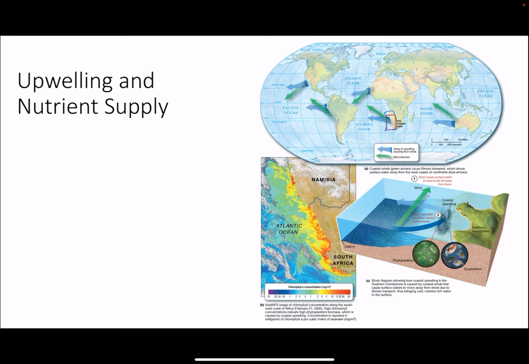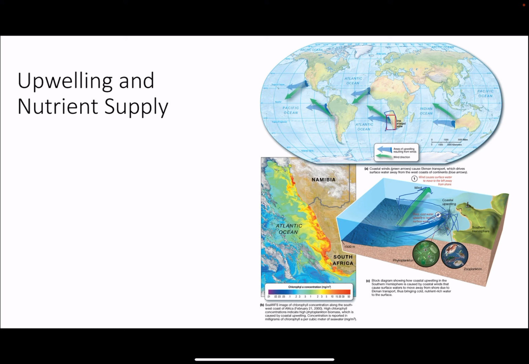And there's a reason that it happens on the western edges that I'm not going to get into too much here, but suffice it to say that it's a combination of the direction the wind blows and the direction that water moves as a result of the wind blowing. And it leads to this deep water coming to the surface.